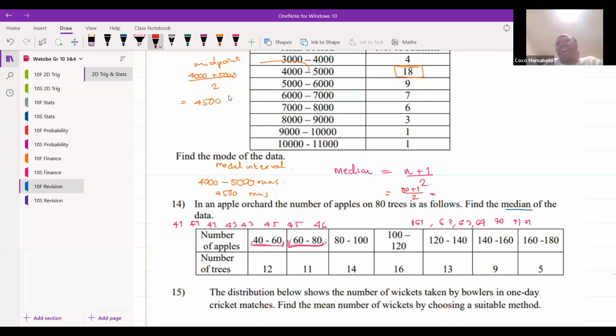Correct. It's 40,5. But remember what we said, guys. This 40,5 isn't actually the number we're looking for. What is this 40,5 supposed to be? Good, Rulani. It's our position. So we're looking for the position between the 40th and the 41st value, between position 40 and position 41.